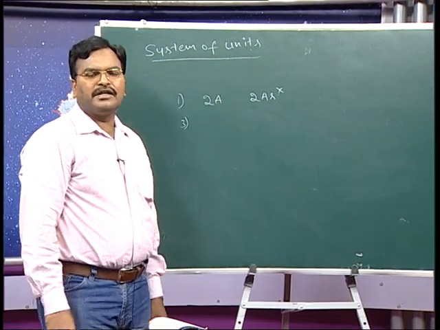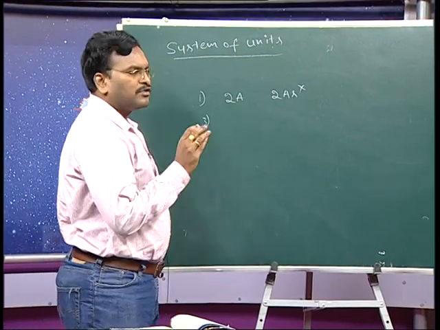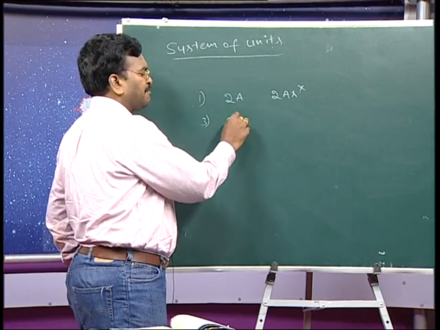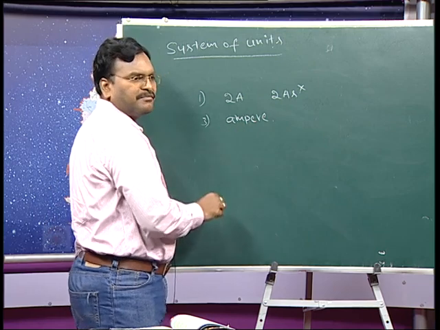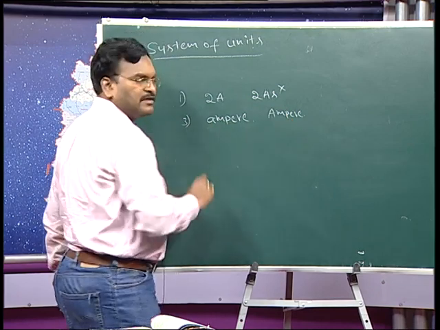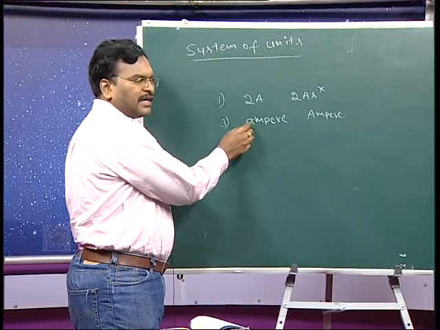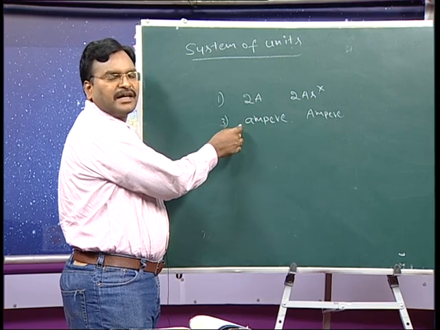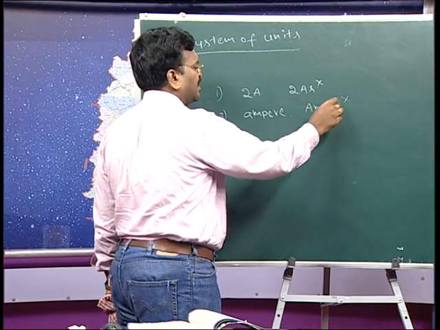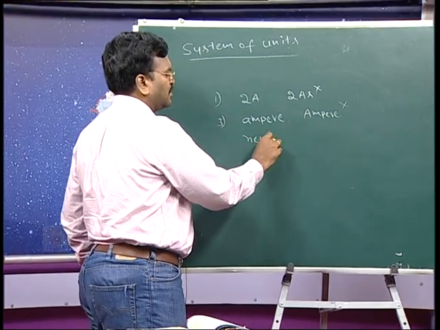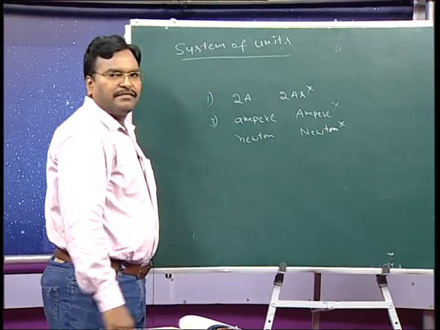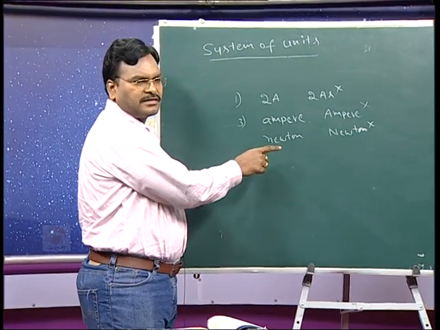While writing full names of units named after a scientist, capital letters should not be used. For example, the unit of electric current, ampere. Ampere is a scientist's name, so we write it with a small letter, not a capital. Unit of force, newton, not Newton. If it is a scientist's name, we write small letters. That is the second rule.